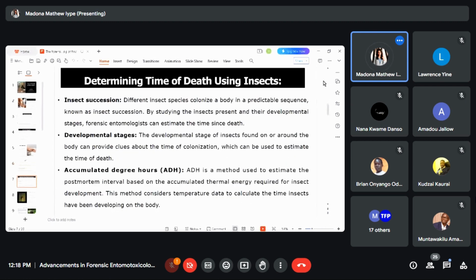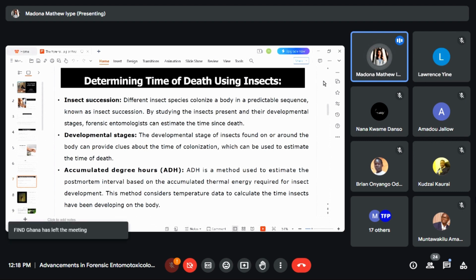So next, determining times of death using insects. What are the major clues? As we said, if the death has happened after a month, and the time has crossed a month to a year, the insect successional wave is used, and if the postmortem interval is between the postmortem interval to a month, then developmental stages of the maggot are used.